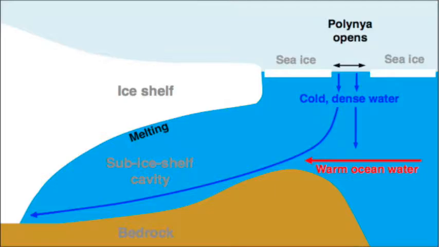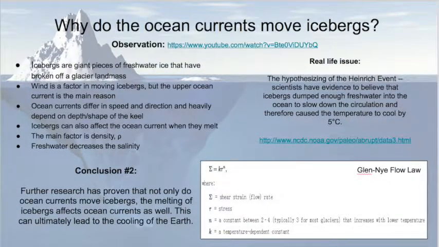Eventually, icebergs form when giant chunks break off from glaciers and end up traveling with the ocean currents. Many believe that the wind is the main cause of movement once this ice breaks away, but since 80 to 90% of the iceberg is underwater, the upper ocean currents are what really force them to move.